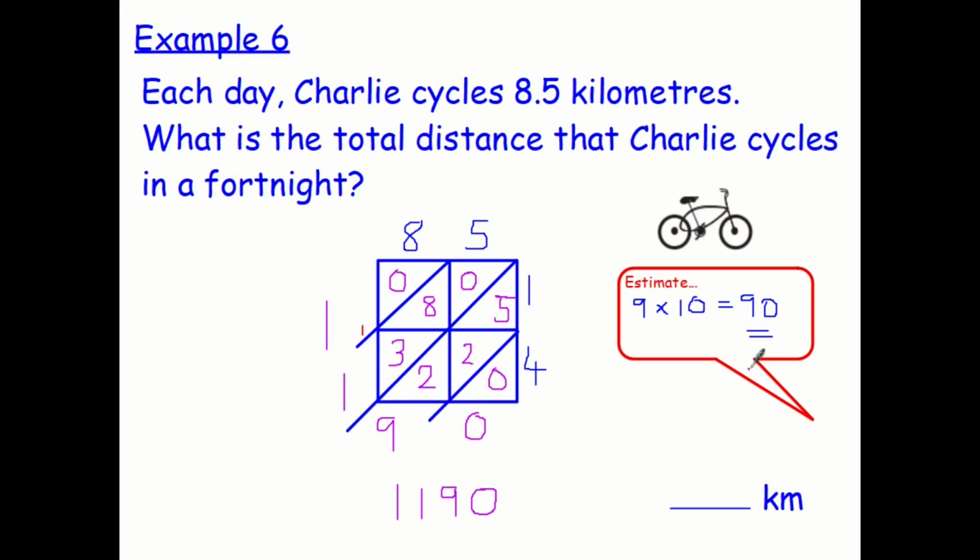Okay, but my estimate was 90, and of course here I've multiplied by 85, but actually it's 8.5. So I reckon the decimal point goes there. 119. I knew it was going to be a bit more than 90, but 119 is in the same sort of area. So the distance that Charlie cycles in a fortnight is 119 kilometres.